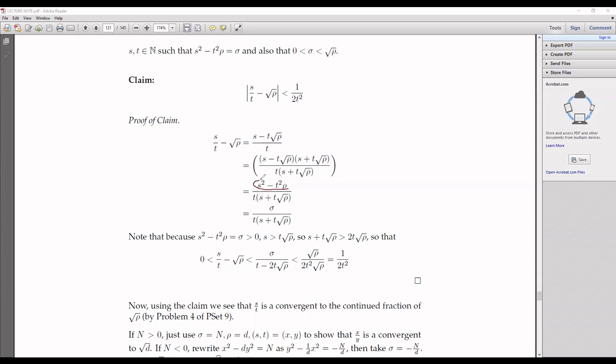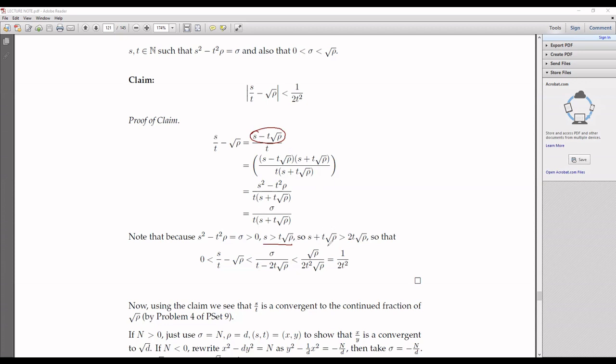And what is s square minus t square rho? It is just sigma from the original equation. So this is just sigma. So what they're doing is, since sigma is positive, this entire thing is positive, and these are just positive numbers. So this entire thing is positive. So taking the modulus does not matter actually. So this entire thing is positive, which means this guy has to be positive. So S has to be greater than t root rho, first of all.